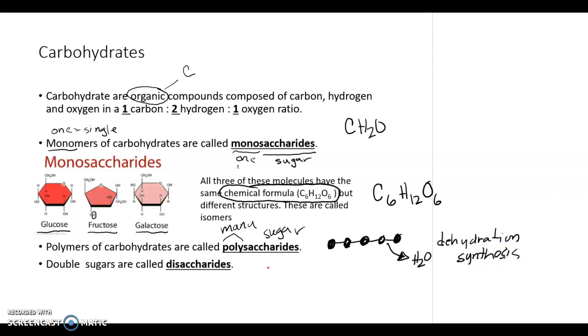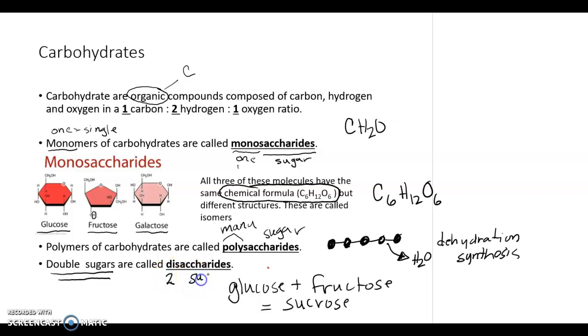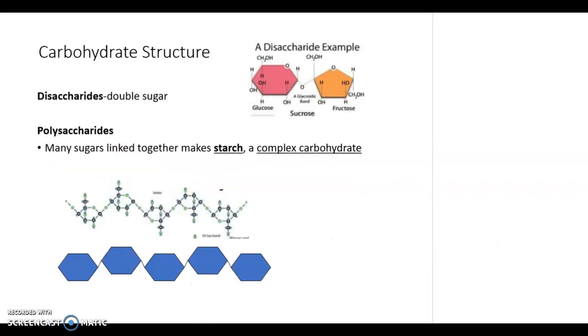Now with carbohydrates, there are occasions where we will have a double sugar. So instead of having many, we're just going to have 2 sugars bonded together. For example, we might get a glucose to connect with a fructose. And this actually gives you the most common sugar, sucrose. This is just typical white table sugar. In that case, we're dealing with 2 or di sugars. So sucrose would be an example of a disaccharide, or 2 sugars.